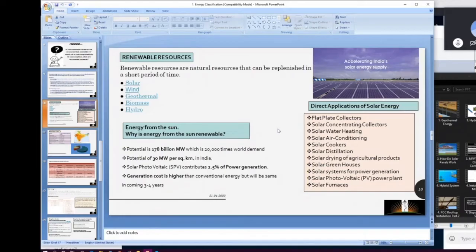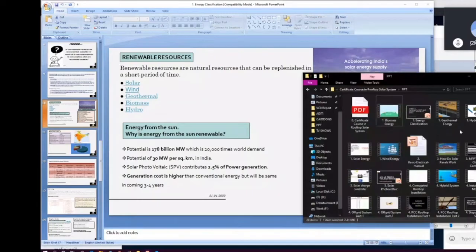Similarly, hydro is basically generation from water. Water sources are more or less renewable. There is never a dearth of water resources, except seasonally there can be a difference of flow, but there should be water. That's why hydro nowadays, though a conventional energy, is considered a renewable energy. Now let's see just the basics of hydro energy, how it generates electricity.